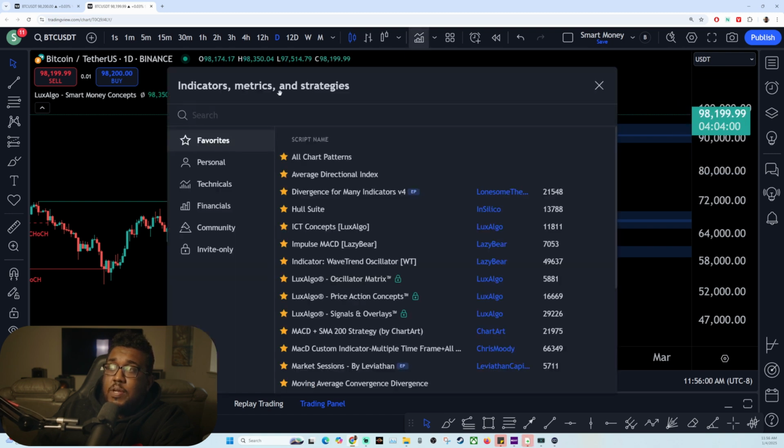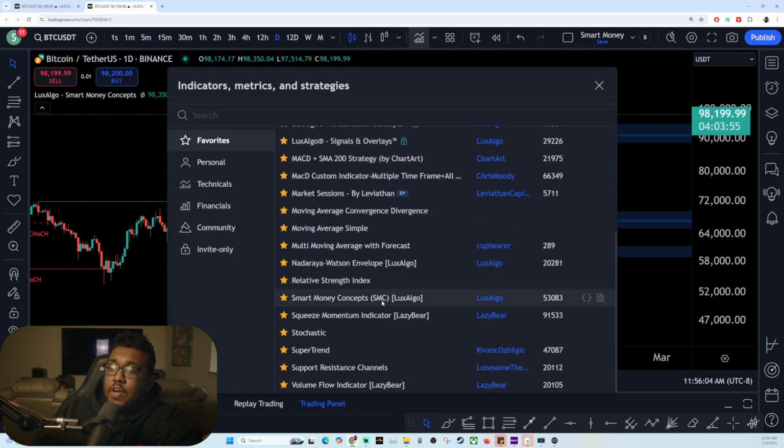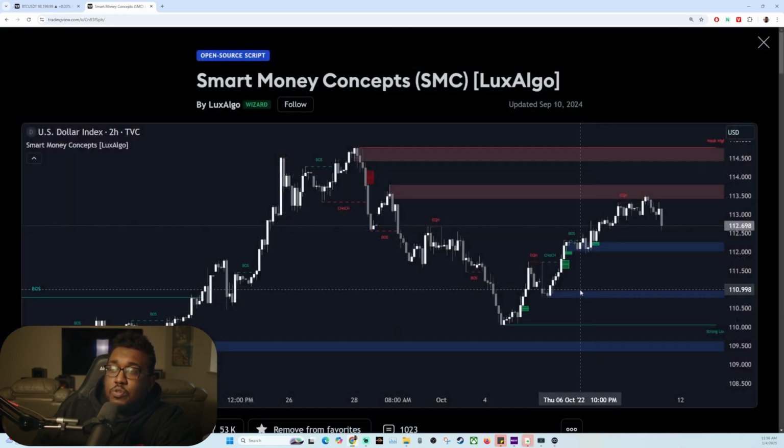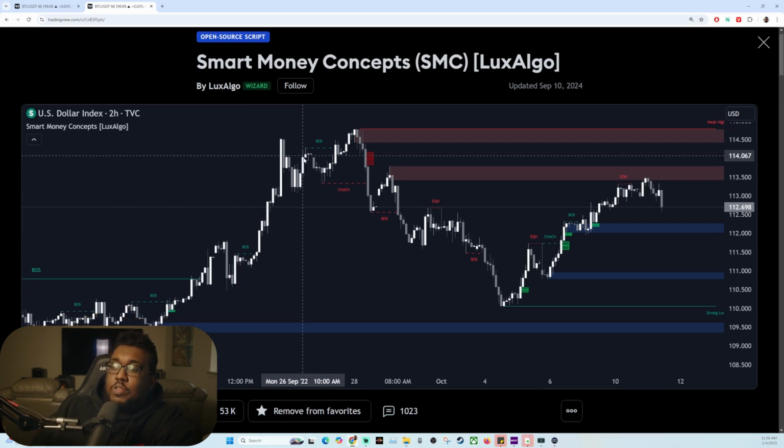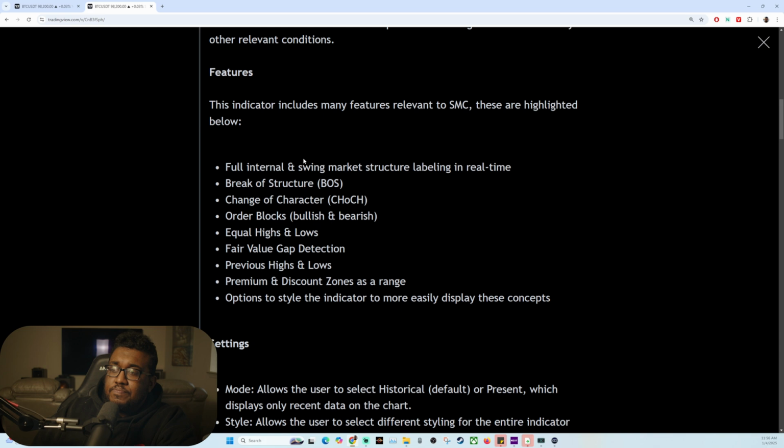So if you guys go back up here to indicators, metrics, and strategies, scroll down through your favorites and actually find the Smart Money Concepts by Lux Algo. You're going to see this little booklet right here that says read more, and it's going to be a tutorial about how to use the indicator. Now, this one is an okay tutorial. I'm doing this because a lot of you guys have been asking for something more in depth that gives you literally everything you could ever want with this indicator to really master it, right?